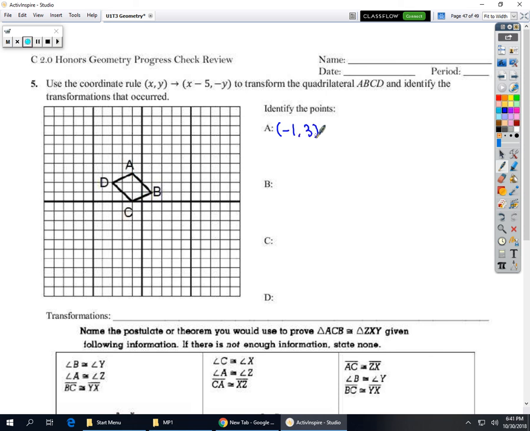B is 1, 1. C is negative 1, 0. D is negative 3, 2. And I'm going to use all these points and transform them according to this rule. So we're going to transform each point.